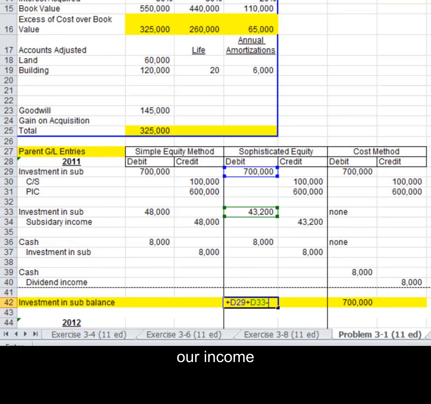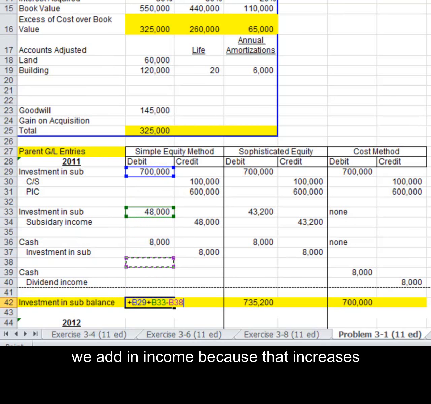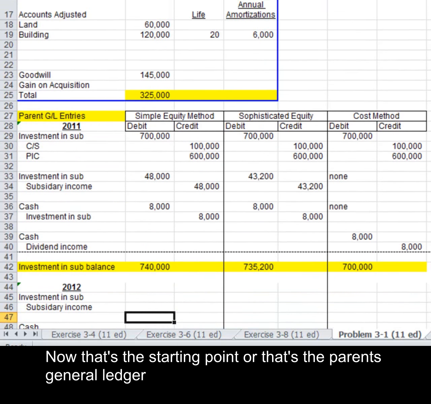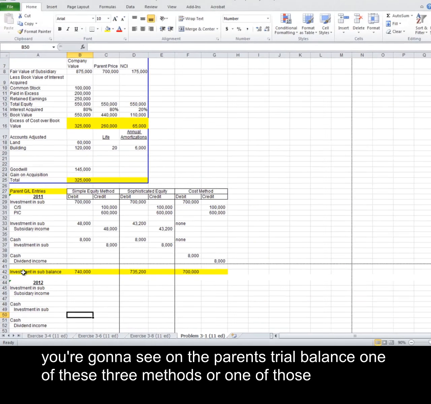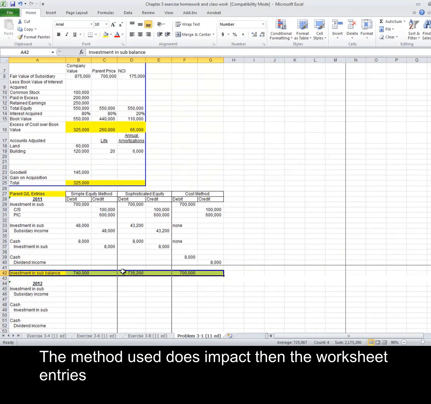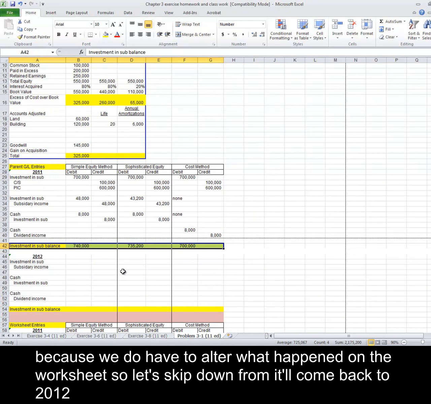Here we added in our income less amortizations, less dividends. Our ending balance under sophisticated equity should be $735,200. Under simple equity, we add in income because that increases the investment, subtract out dividends, and our ending balance under the simple equity method is $740,000. Now that's the starting point, or that's the parent's general ledger. Now when you go to do the consolidation, you're going to see on the parent's trial balance one of these three amounts based on the method that was used. The method used does impact then the worksheet entries, because we do have to alter what happened on the worksheet.